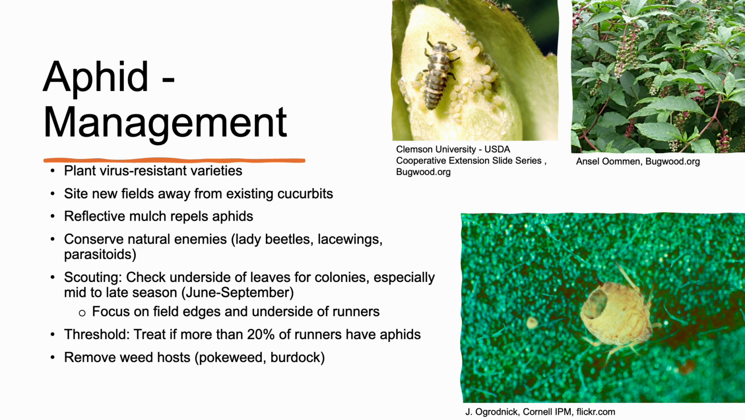The top left image is an example of a lady beetle, while the bottom image is an example of an aphid that was preyed upon by a parasitic wasp. Scouting remains key. Check the undersides of leaves and runners, especially along field edges from mid to late season. Treatment is recommended when more than 20% of runners have aphids, and removing weed hosts like pokeweed, which can be seen in the top right image, and burdock can help reduce pressure.